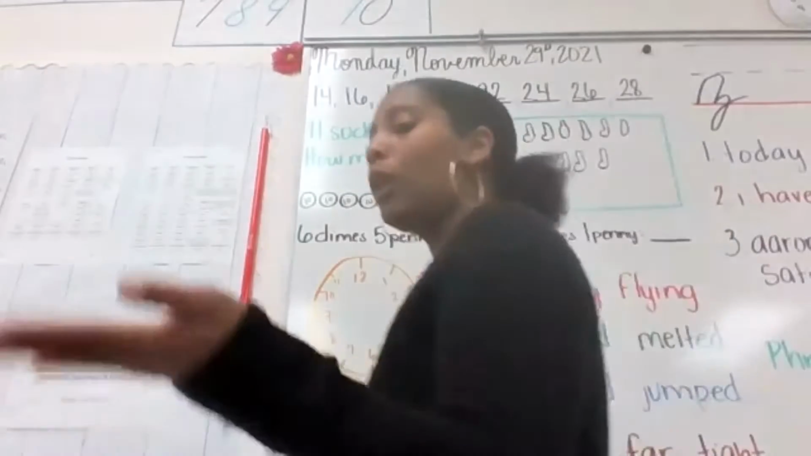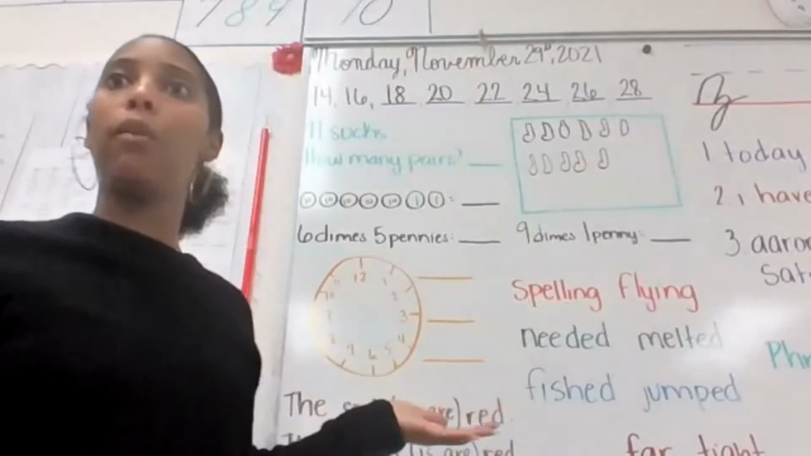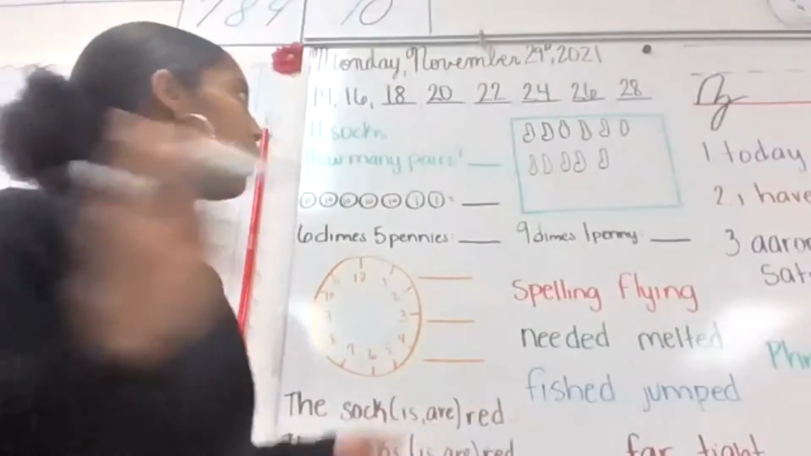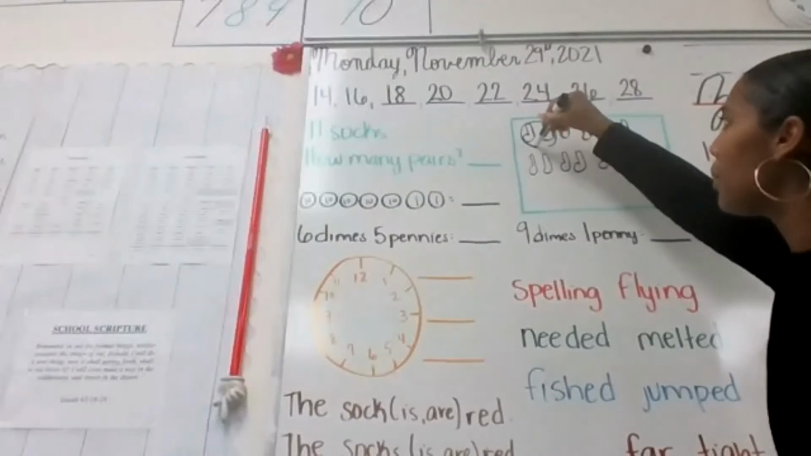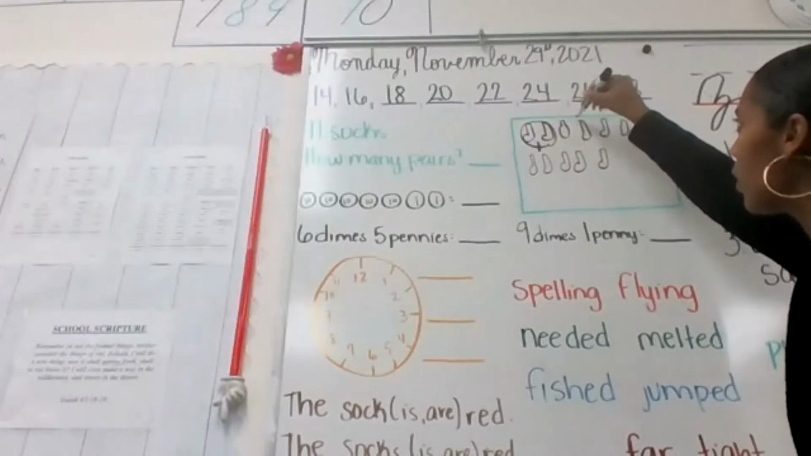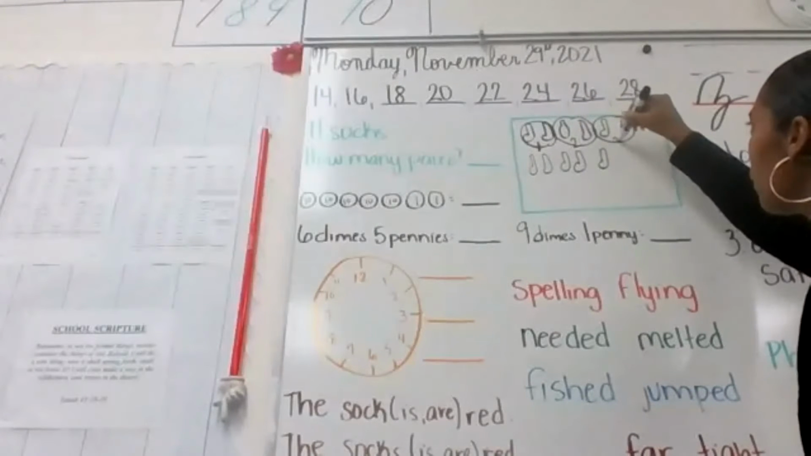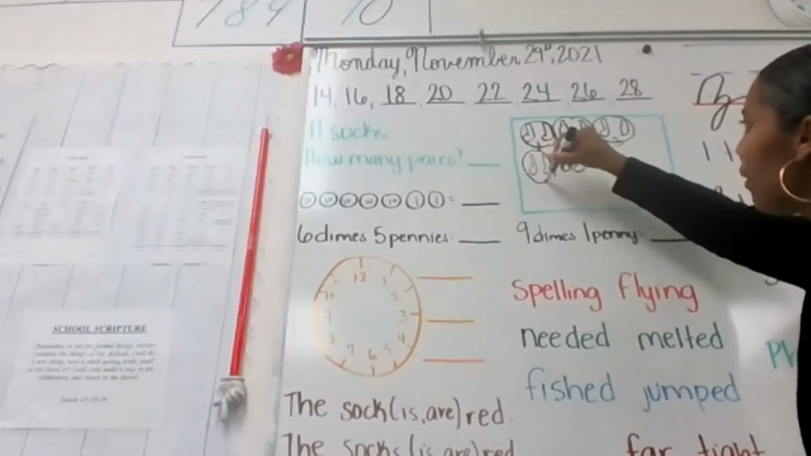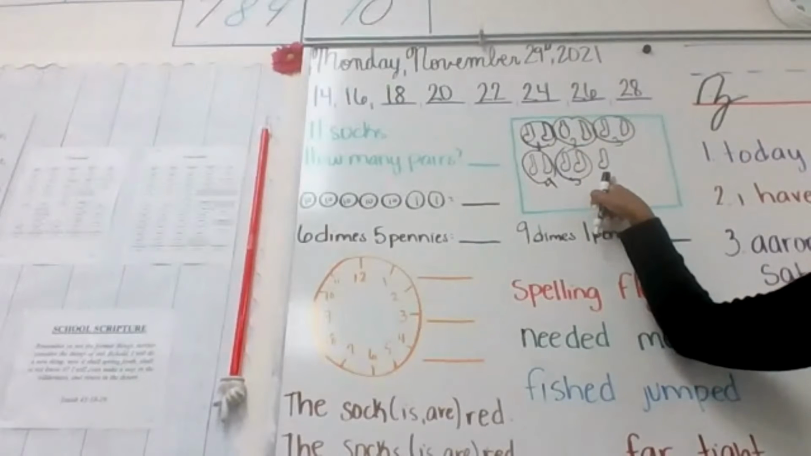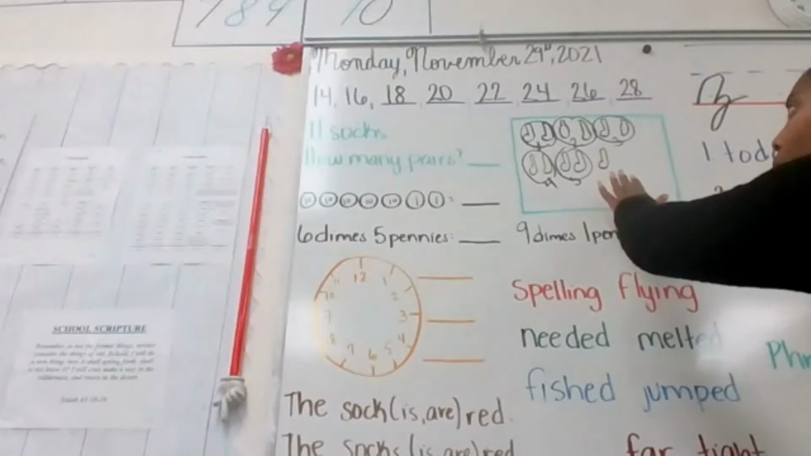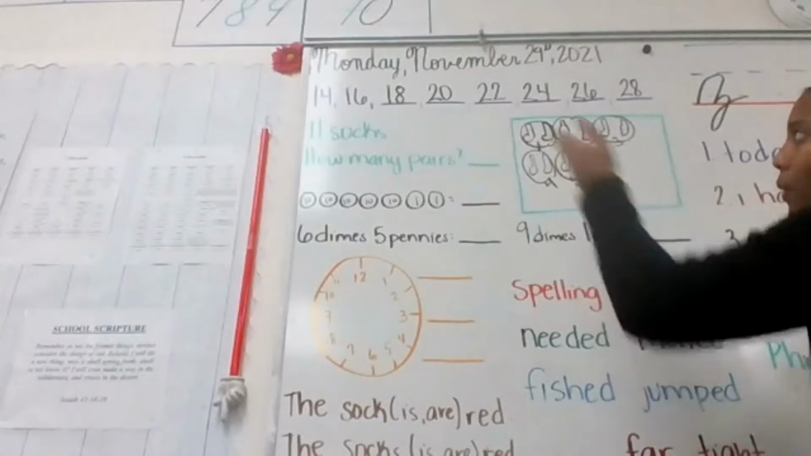Now I want to know how many pairs. So what do I do to figure out how many pairs would be in 11 socks? I need to circle them. How many do I circle at a time? 2. So I've circled 2. How many pairs is that? 1. Circle 2. How many pairs? 2. Circle 3 pairs. 4 pairs. 5. Now can I circle this one? No, because this is a single one, so I can't circle it. This can't be a pair. How many pairs did I make out of 11 socks? 5 pairs.